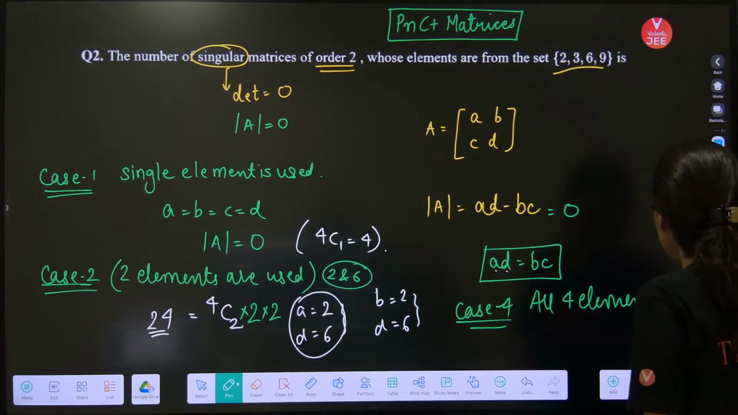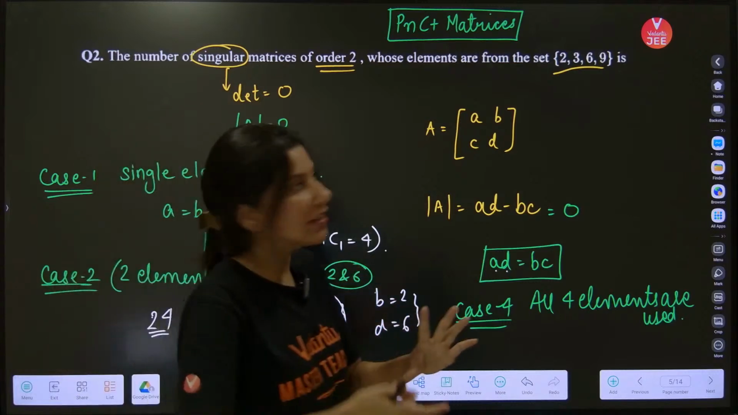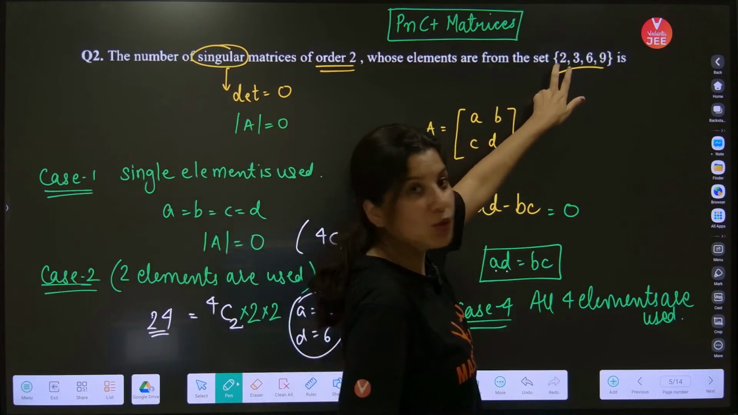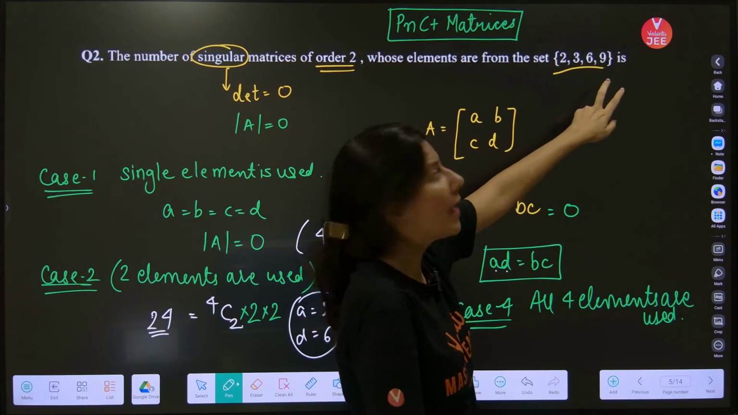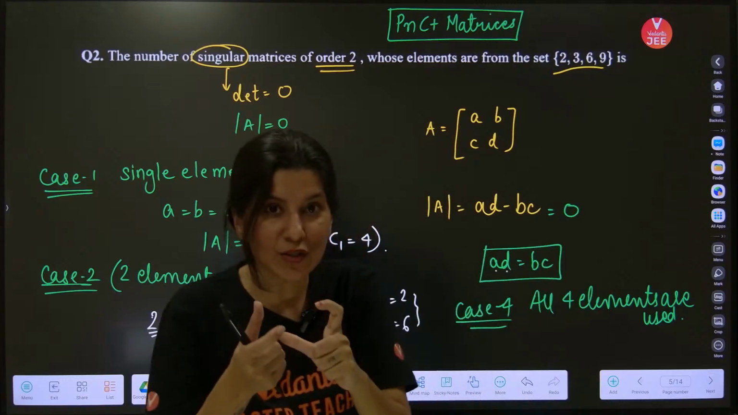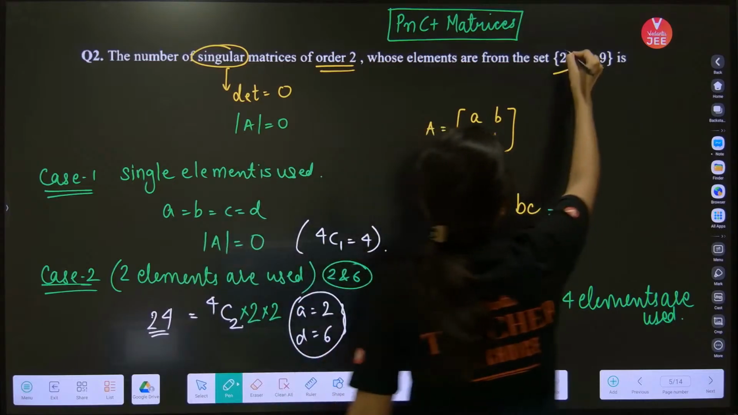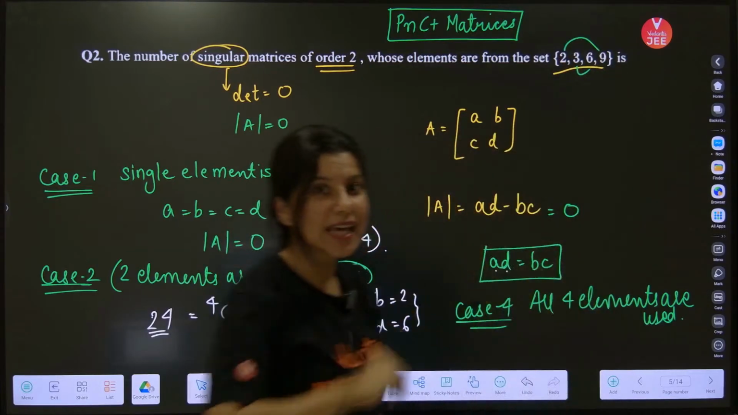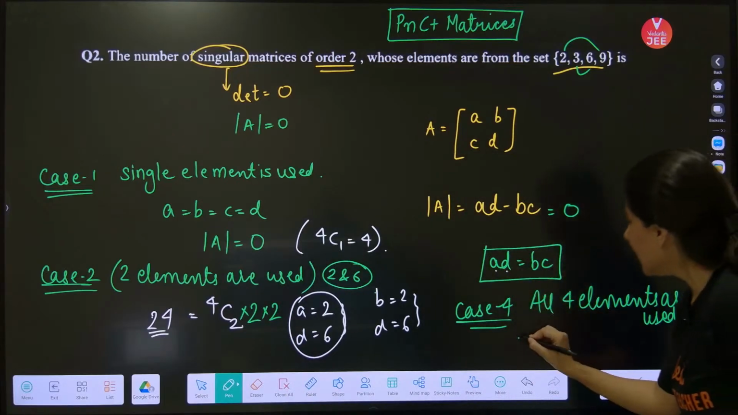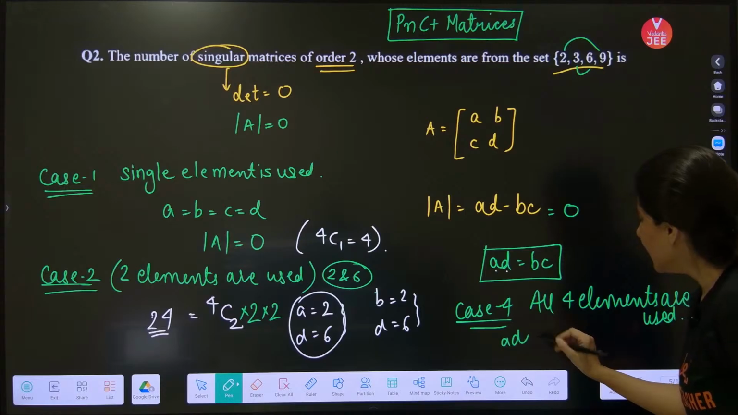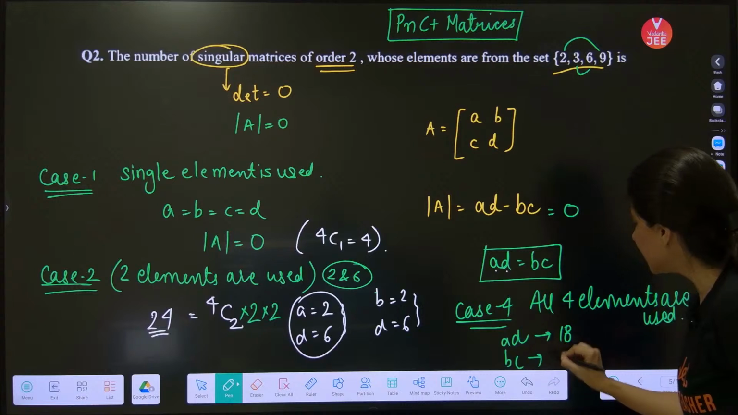we need to create such a situation where the product of 2 should be equal to the product of the other 2. See, understand, if I take 2, 3 and 6, 9, 2 3s are 6 and 6 9s are 54. Not happening. So we need to create those pairs in such a way that the products are equal. So 9 2s are 18, 6 3s are 18. Yes, this can be done. So now what we can do is AD can have, AD is equal to 18 and BC is also 18.